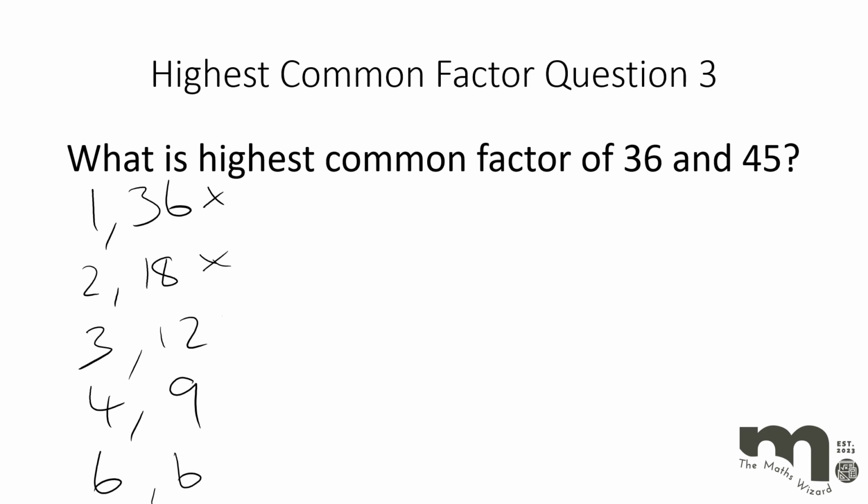We know 12 doesn't. But 9 does. So 9 is your highest common factor here. It's the highest number that goes into 36 and 45. We've obviously got some other common factors there. So 3 does go into both of those numbers as well, and so does 1. But it is not the highest common factor.